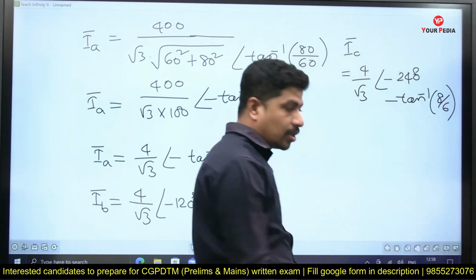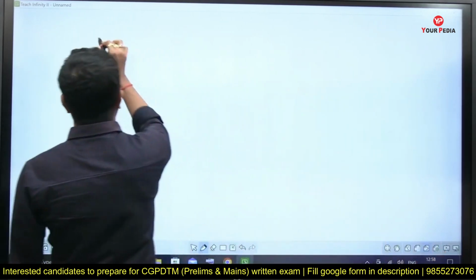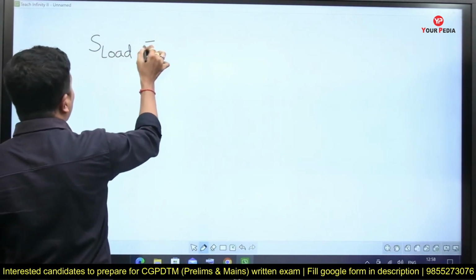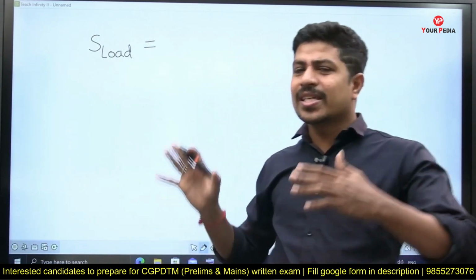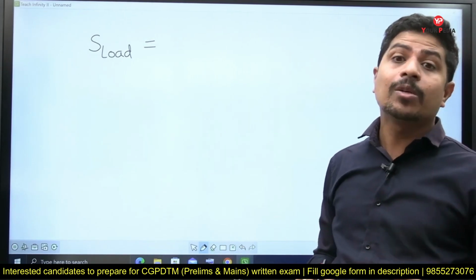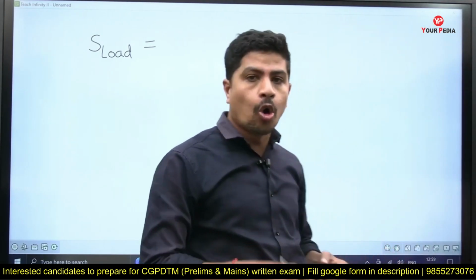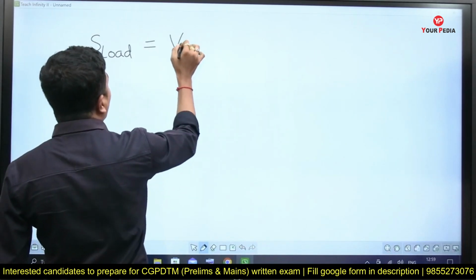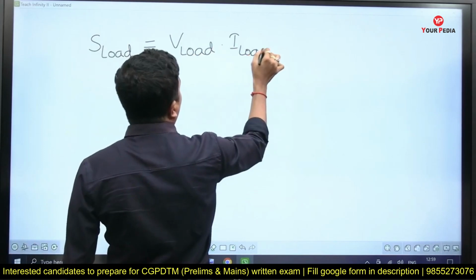We got the currents. Now the power, directly I will calculate S. I am calculating S of the load, because he asked for the power of the load, not from the source. Some power is lost in the resistance of the feeder, and some reactive power is taken by the reactance of the feeder. We want S load. So S load is equal to V load into I load conjugate.